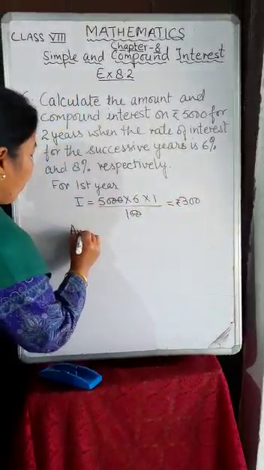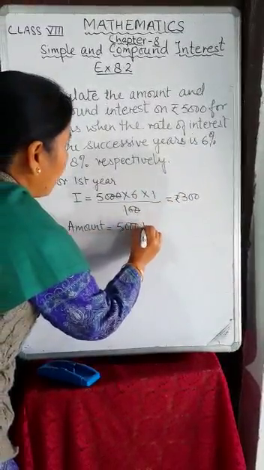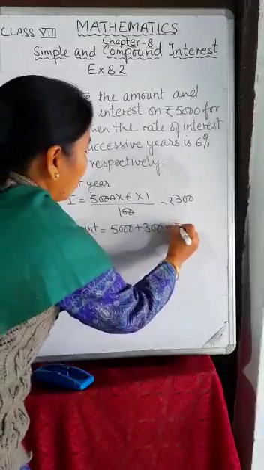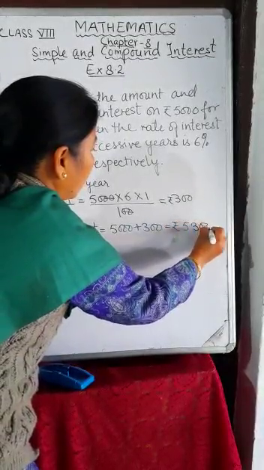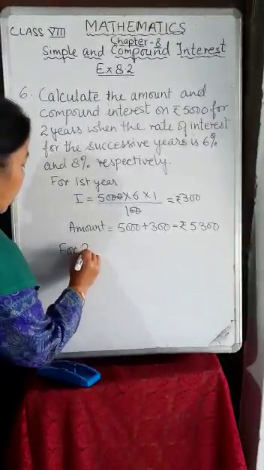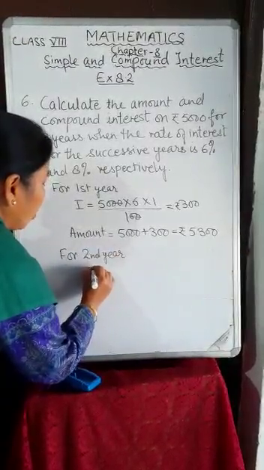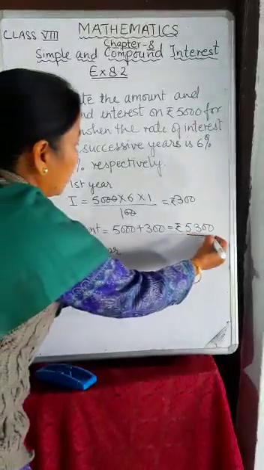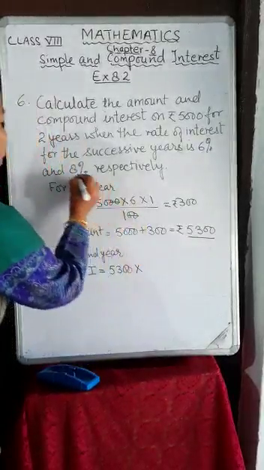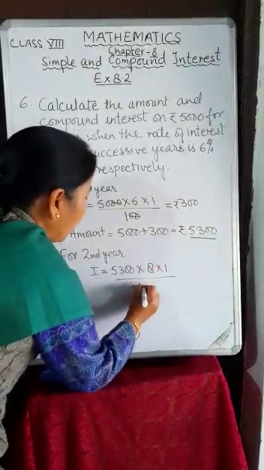So amount at the end of 1 year is equal to 5,000 plus 300. Now this is equal to rupees 5,300. Now this is the principal for second year. Now to find out the interest for second year, interest equals principal, 5,300, multiplied by rate of interest for second year, which is 8%. So we'll write down 8 over here, multiplied by 1 upon 100.